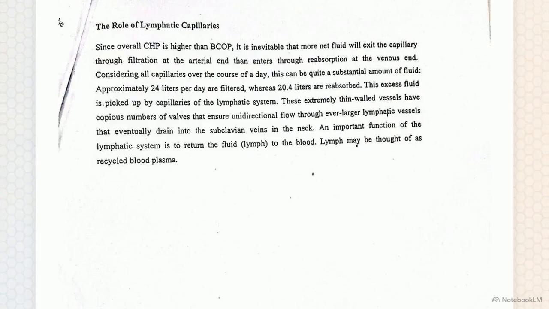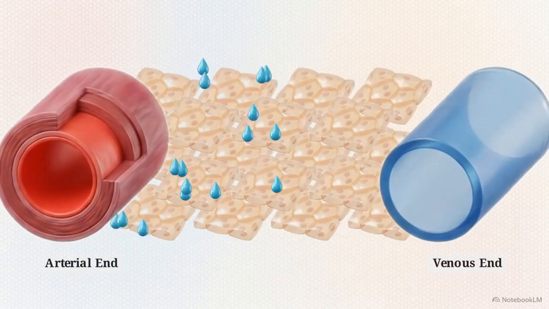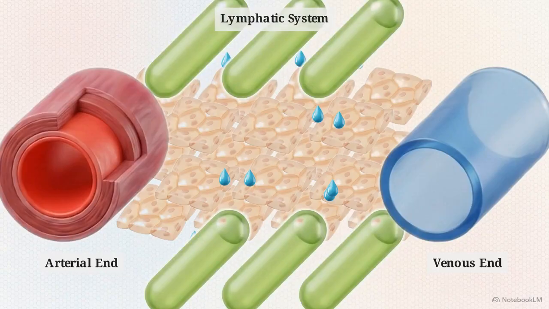But the math doesn't perfectly balance out. As we see in the text, across your entire body over a 24-hour period, about 24 liters of fluid are filtered out, but only 20.4 liters are reabsorbed. The lymphatic system steps in as the essential physiological safety net, picking up that 3.6-liter deficit to prevent your tissues from constantly swelling with edema.